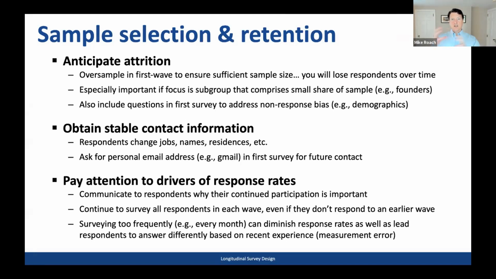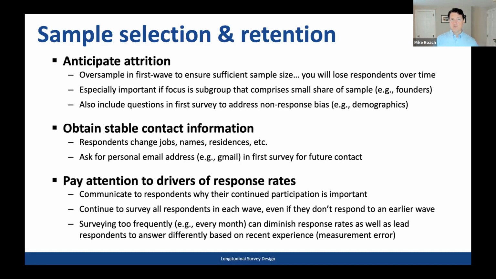If someone doesn't respond to the second wave, you don't want to drop them out of the sample because there might be ways that you can work them back in, depending on the research question. So I would just advise people to keep sending this out to the full baseline sample that you have in each subsequent wave if you're doing more than 2. At the same time, if you're surveying too frequently, this can really diminish response rates.